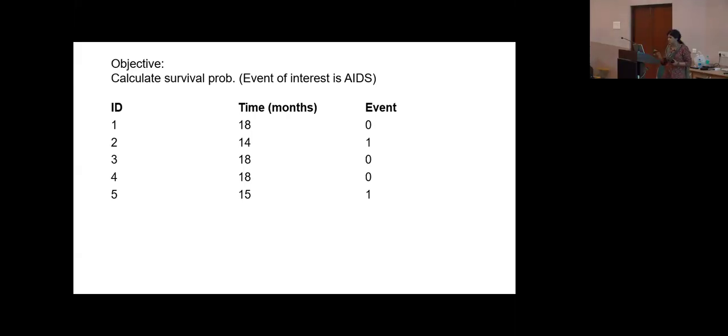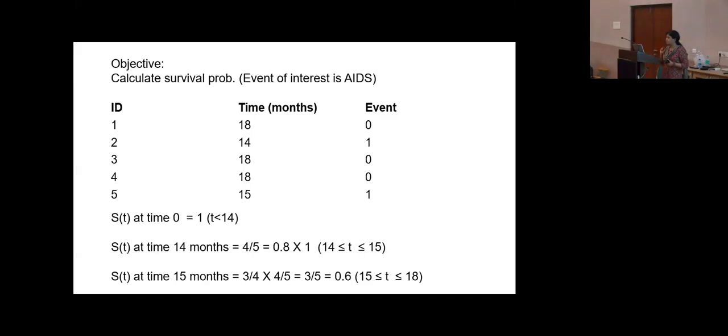At 15 months, you have the second event which is happening. Therefore, you have a survival probability which changes at month 15, right? How much is it now? 3 by 4 into 0.8. That's what we have done here. But if I want to calculate what the probability is at 18 months, then what will it be?